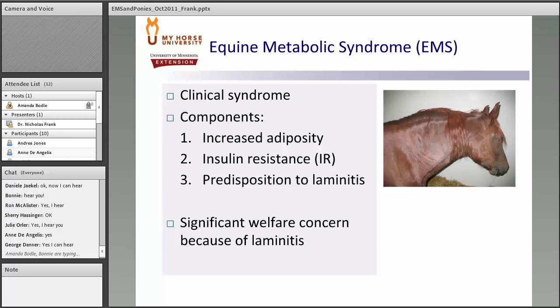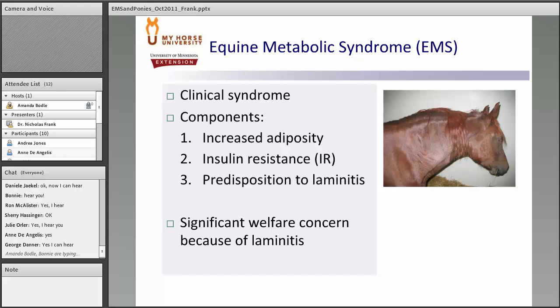The first is increased adiposity, and that usually manifests as a generalized obesity, so an overweight animal. The second component is insulin resistance, and this is a hormonal problem of the horse, because insulin, of course, is a hormone that's responsible for moving sugar into the tissues. And then the third component is that the animals that suffer from equine metabolic syndrome are predisposed to laminitis, and the common name for laminitis, of course, is founder.